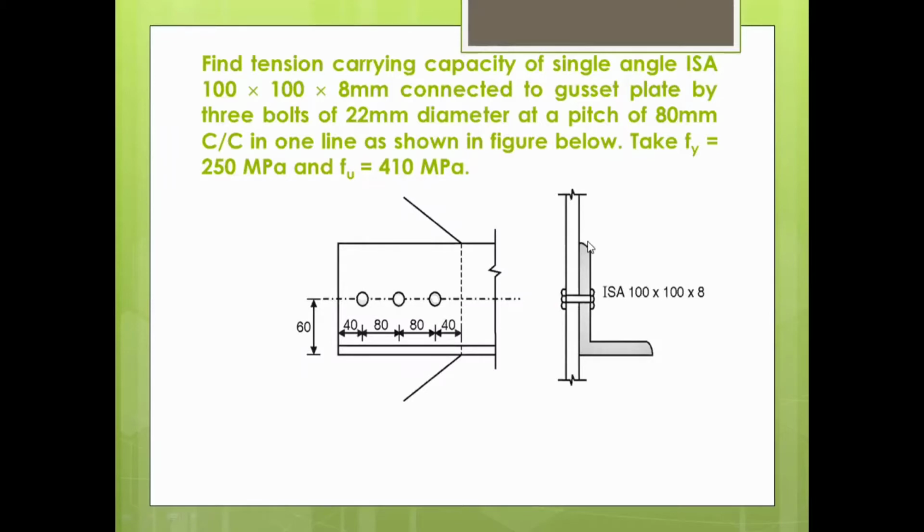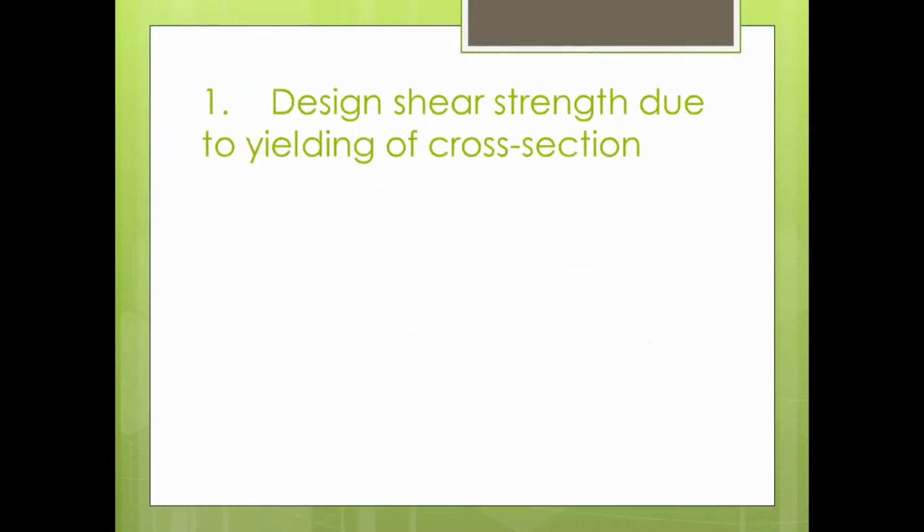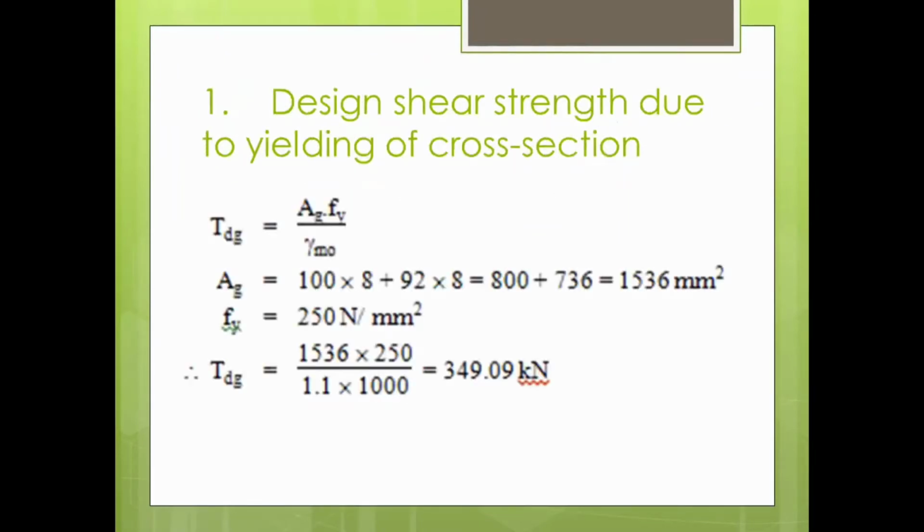So this area, if you consider it as approximately rectangular, is 100 minus 8, which is 92, into 8. And this other leg is 100 total length. There is no reduction for the other leg, so this is 100 into 8. So this is the gross area of the section. This comes to be 1536 mm square.